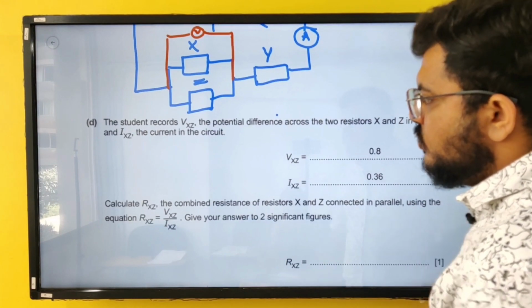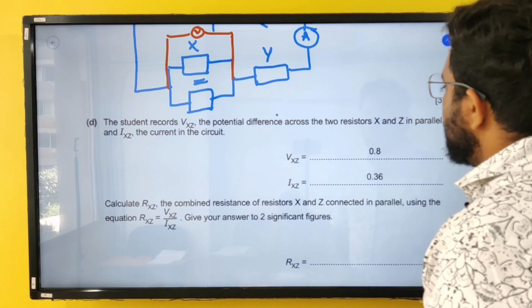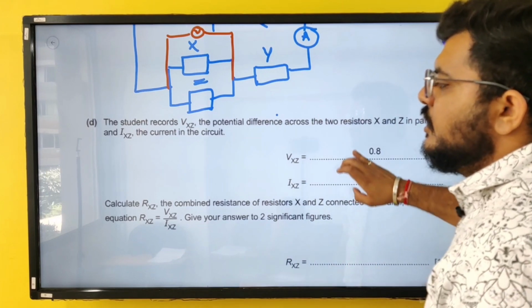Part B, student records Vxz, the potential difference across the two resistors in parallel, and Ixz, the current in the circuit.